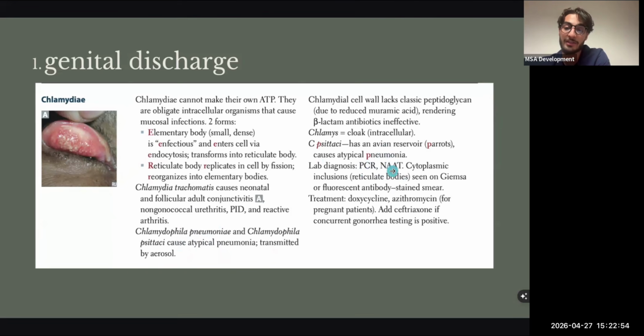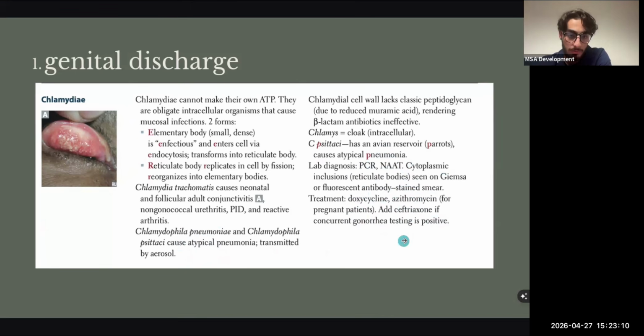PCR NATs. That's because it doesn't gram stain or culture very well. You can see the reticular bodies on Giemsa or fluorescent antibody stain smear. And what's the treatment? Doxycycline and azithromycin. Read this here: add ceftriaxone if concurrent gonorrhea testing is positive.